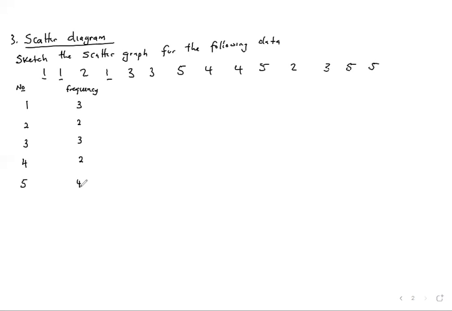And then to form the scatter diagram, I'll have some frequency and also some numbers. So I can choose to put the numbers this side: 1, 2, 3, 4, 5. And then for the frequency, 1, 2, 3, 4, 5. So how is data spread?